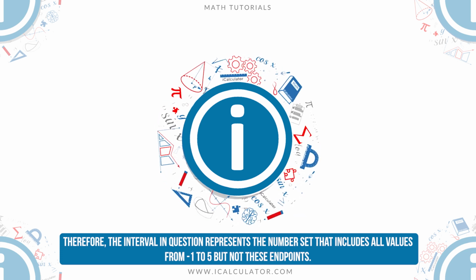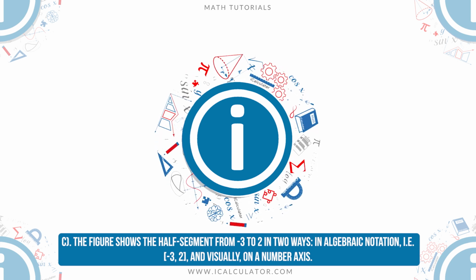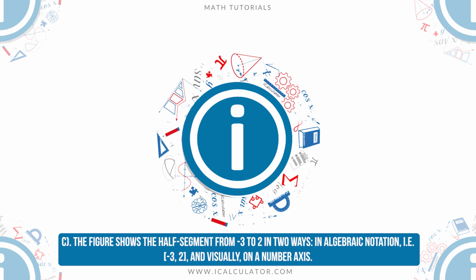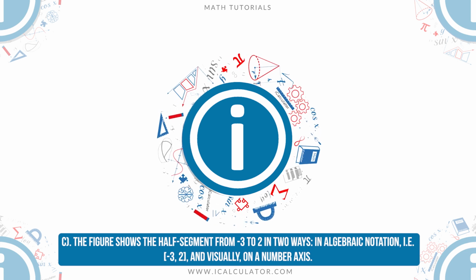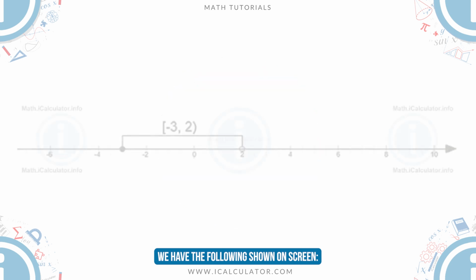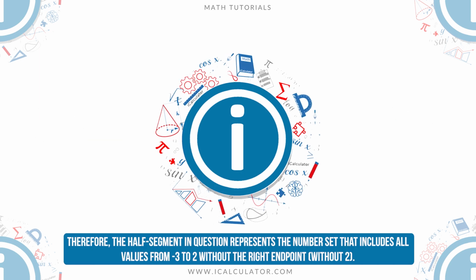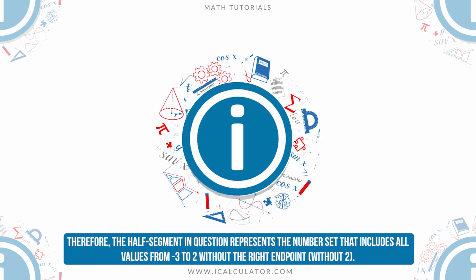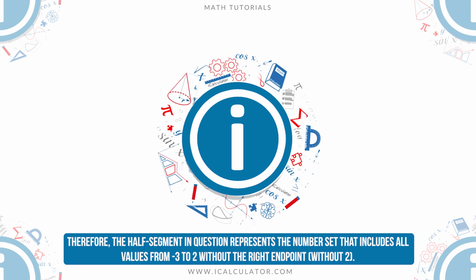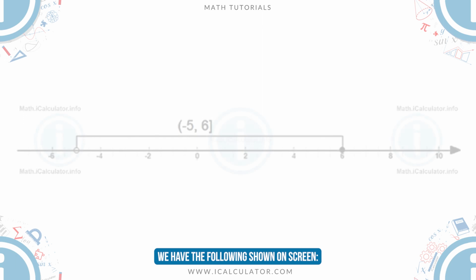C. The figure shows the half segment from -3 to 2 in two ways, in algebraic notation, i.e., [-3, 2), and visually, on a number axis. We have the following shown on screen. Therefore, the half segment in question represents the number set that includes all values from -3 to 2 without the right endpoint. Without 2, we have the following shown on screen.